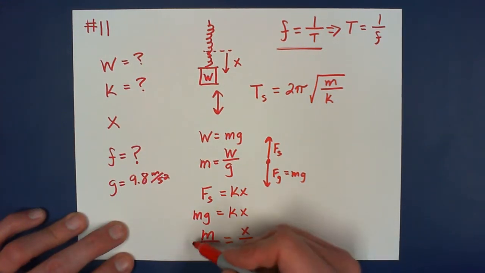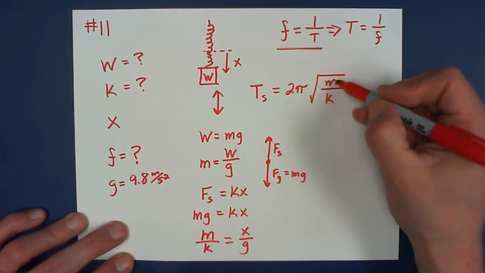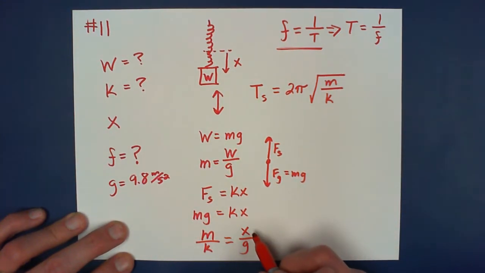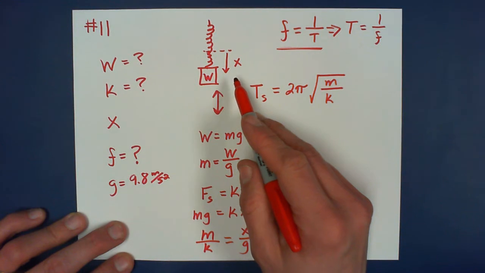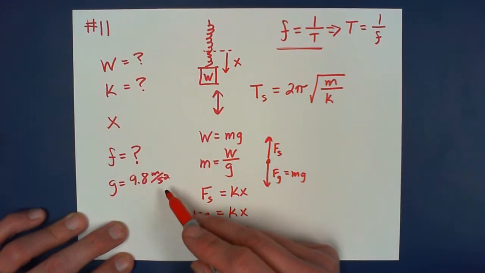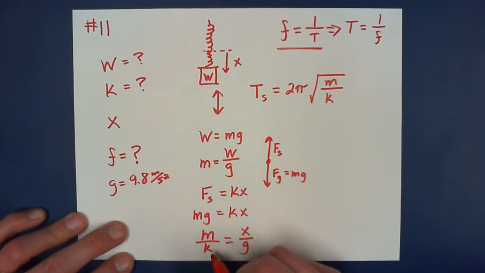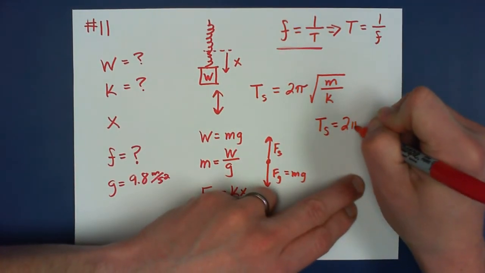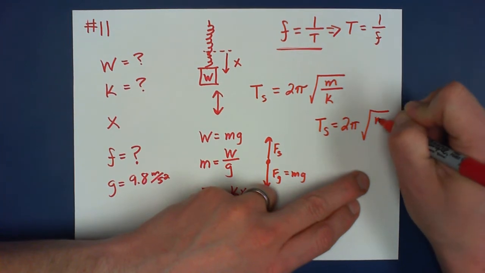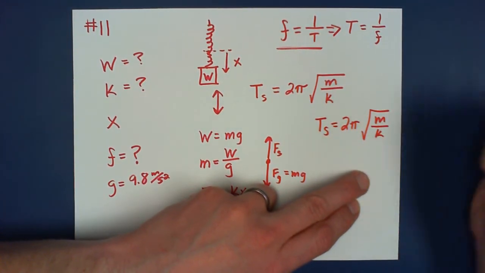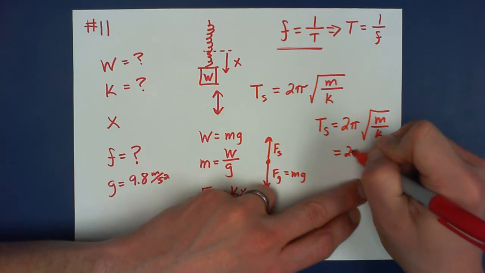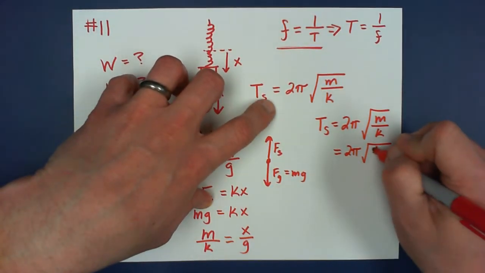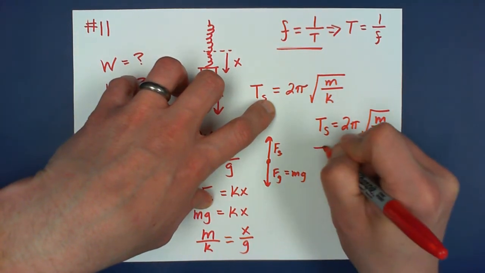With this, I come to realize that I have m over k within my period equation over here. So that equals x over g. x is given to me in the problem. That's a known value here. g is 9.8 meters per second squared. So I can go ahead and plug that in up here, that the period of the spring will be equal to 2 pi square root of m over k, which equals x over g.